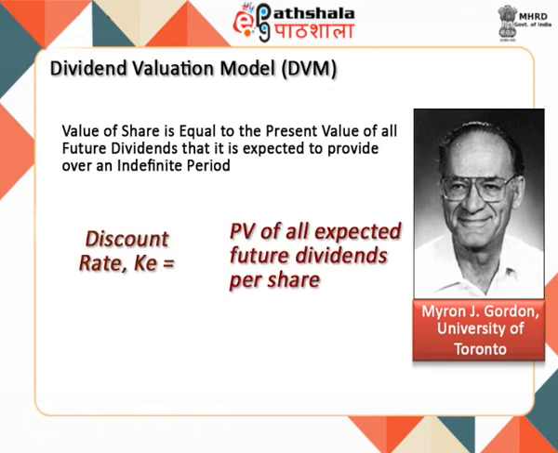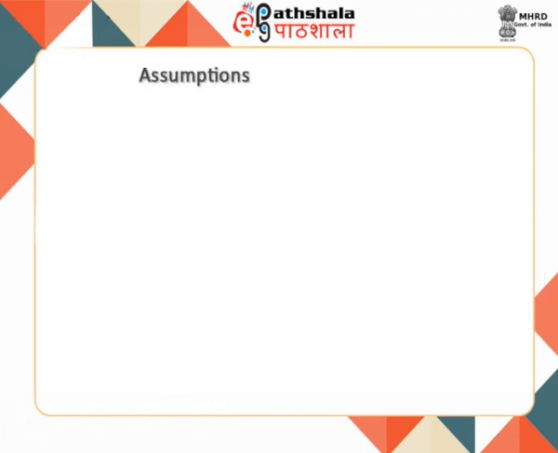Thus, KE is the discount rate that equates the present value of all expected future dividends per share with the current market price of a share. Every model is based on some underlying assumptions. This model too has a set of assumptions.